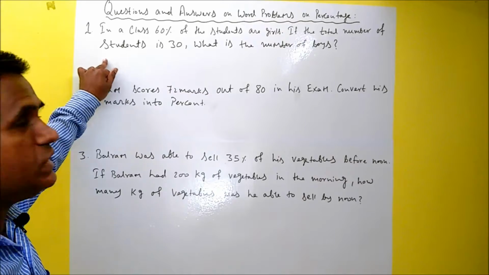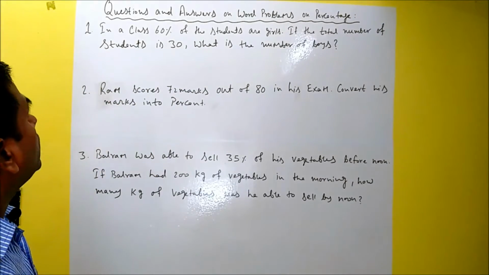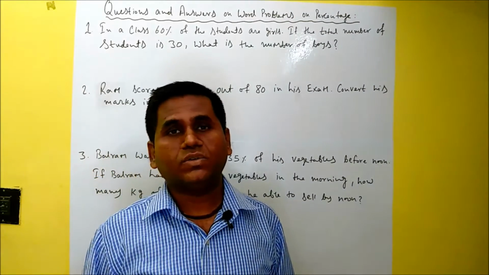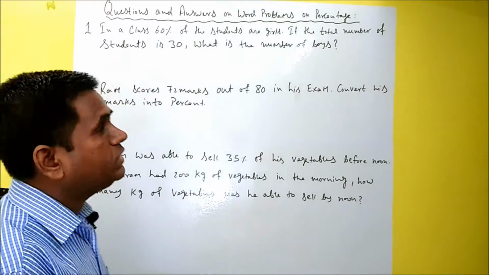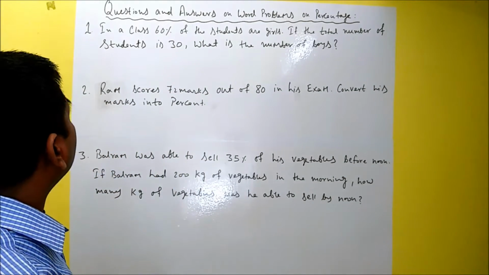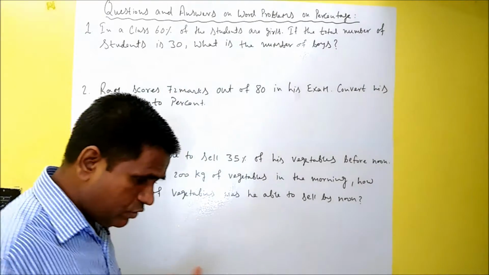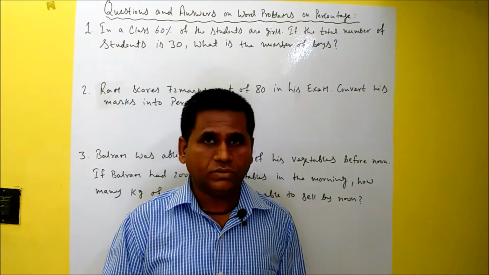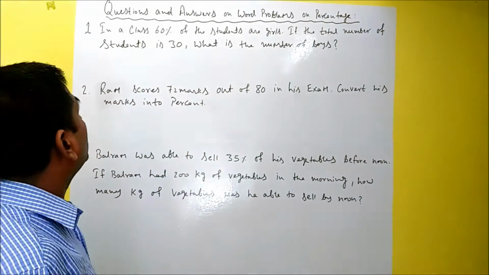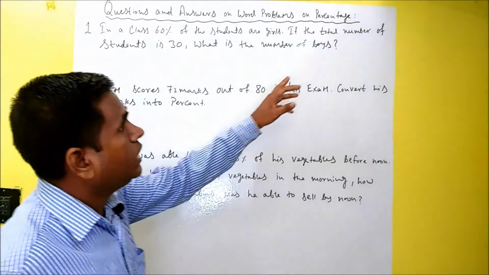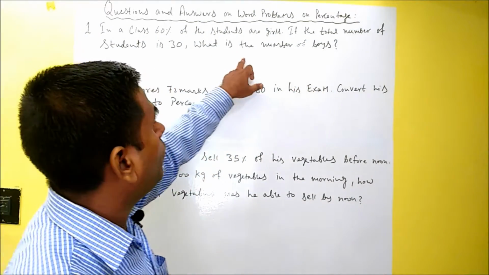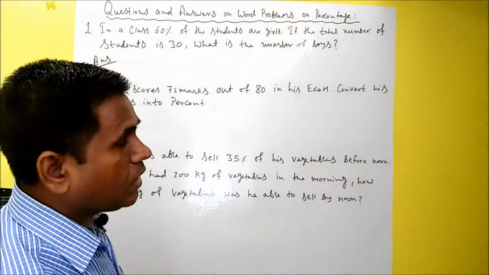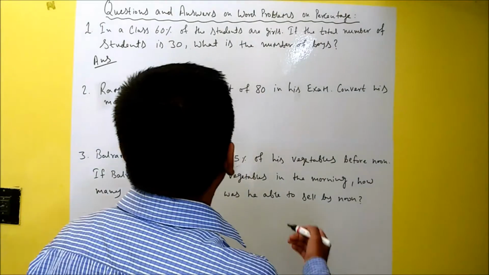So the first problem on the screen says, in a class 60% of the students are girls. Are you all ready to solve this? If you calculate it fast, you can comment and let me know the answer. I'll be doing it slowly and explaining it. So in a class 60% of the students are girls. If the total number of students is 30, what is the number of boys? Directly we can write the answer, but we need a small calculation for this. So let us do the calculation.